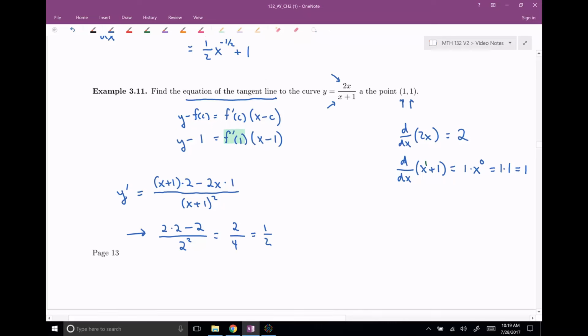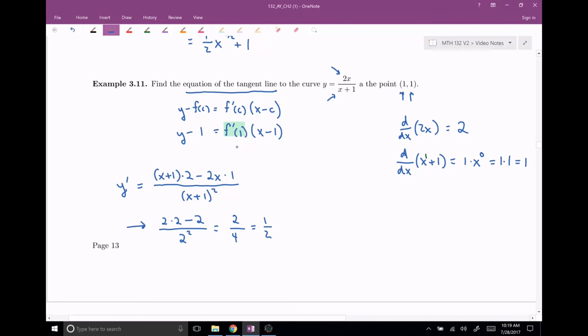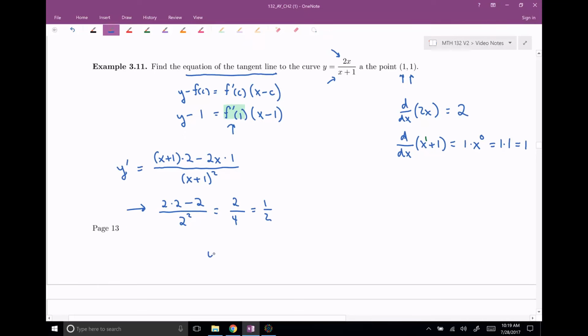All right, so that is the derivative at the x value 1. So I go ahead and I plug this in. I'm going to have y minus 1 is equal to 1/2 times x minus 1. And that right there is my final answer. That is an equation of the tangent line to this function at the point 1, 1.